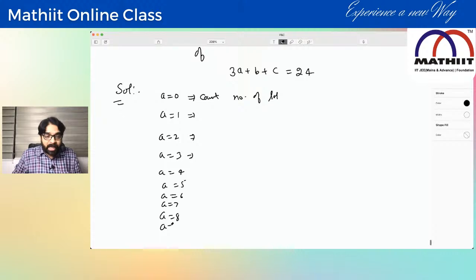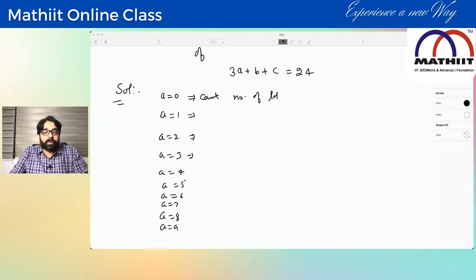But if you put a equal to 9, what will happen? This will become 27 and b plus c will become negative, which is not possible. B plus c cannot be negative. B plus c can be 0, of course, because all the 24 go to the 3a and b plus c will surely be 0. B plus c can be 0, no doubt.